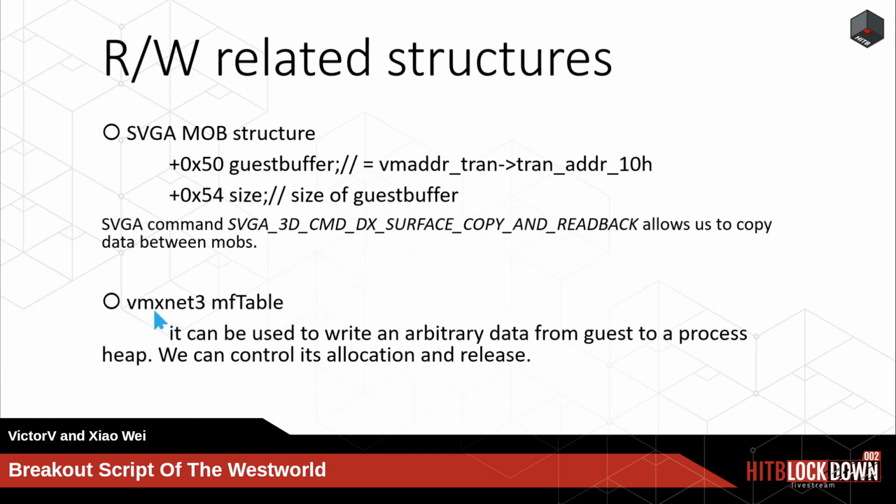In the VMXNET3 module, it's a default network device used in ESXi. We can use the MF table to write data to a heap. We can control the block's data after the memory is allocated. And we can also control its allocation and release.